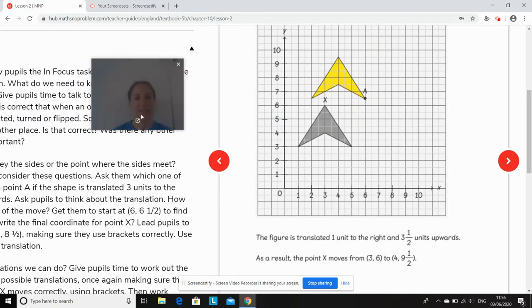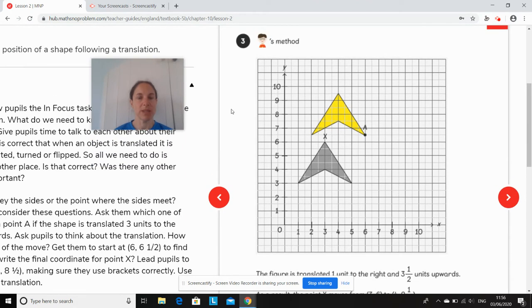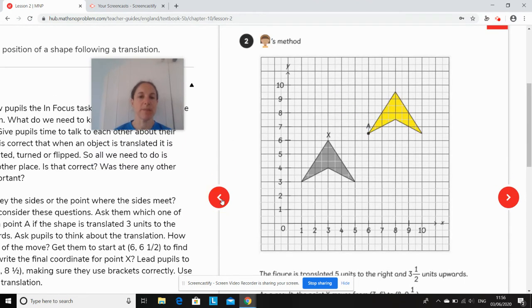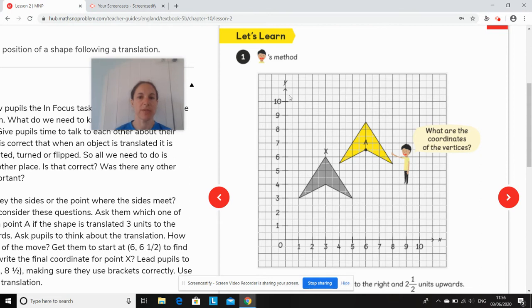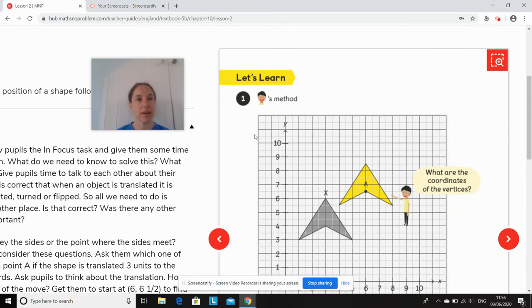Hi, Year 5. So, for your Maths No Problem lesson that you've got set today, we've got some sheets from Maths No Problem in Purple Mash that I've copied for you, but I thought I'd talk you through it as well. So if you've got your Maths No Problem online, then you can have a look at it in more detail, and they've got more examples than the ones I've put on Purple Mash.